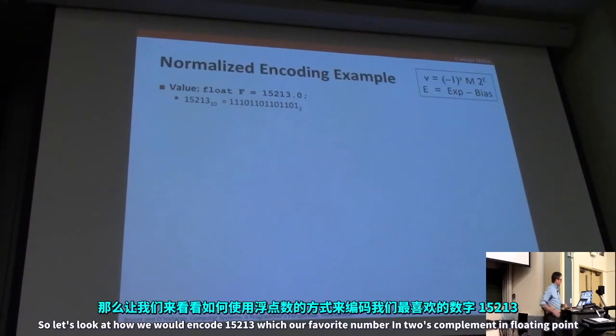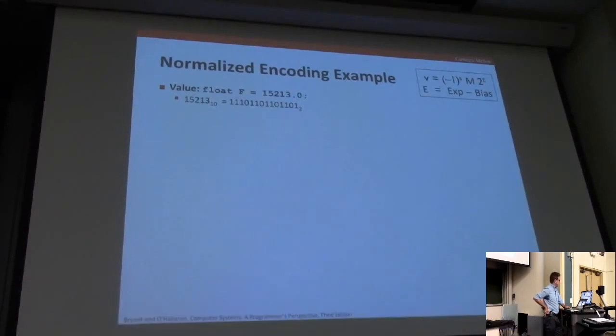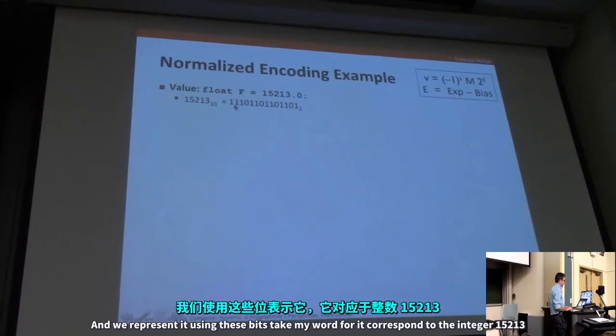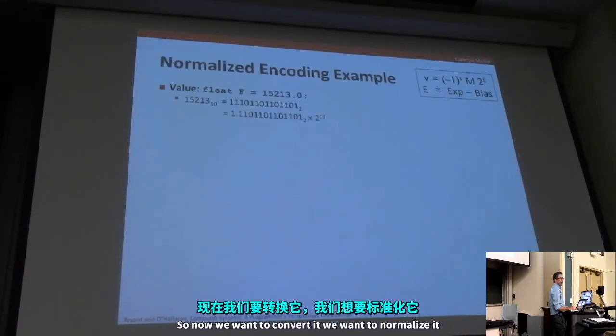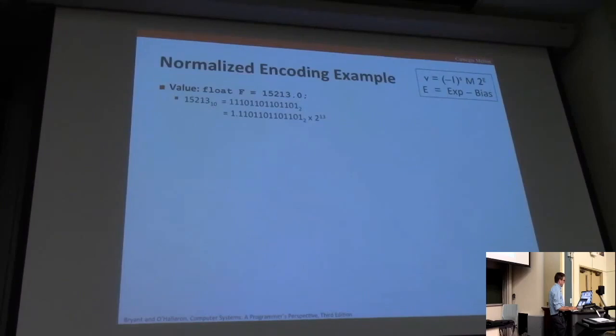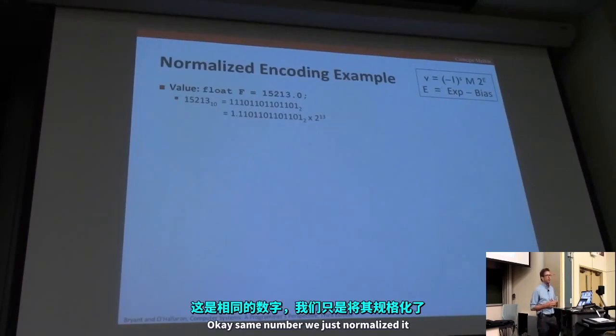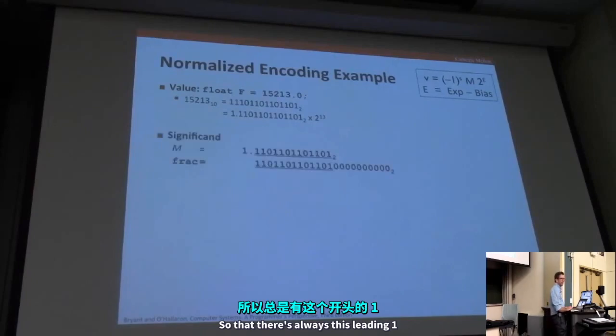So let's look at an example. Let's look at how we would encode 15213, which is our favorite number, in floating point. If we represent it as an integer using these bits, take my word for it, they correspond to the integer 15213. Now we want to normalize it by expressing it as 1.110 and so on times 2 to the 13th. Same number, we just normalized it so that there's always this leading 1.